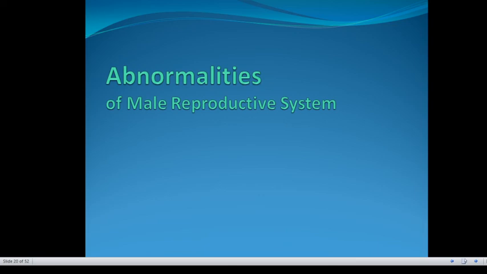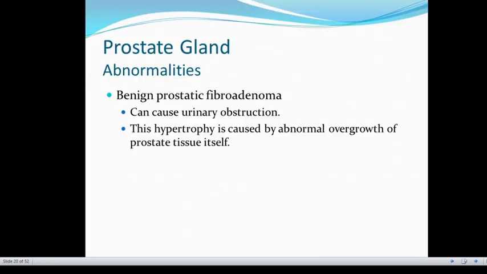Abnormalities of male reproductive system. In this section, we shall study the abnormalities of prostate gland function, disorders of puberty, and erectile dysfunction. A most common prostate gland abnormality is the benign prostatic fibroadenoma. This can cause urinary obstruction, and there is hypertrophy which is caused by abnormal overgrowth of prostatic tissue itself, but it is not a malignant process.